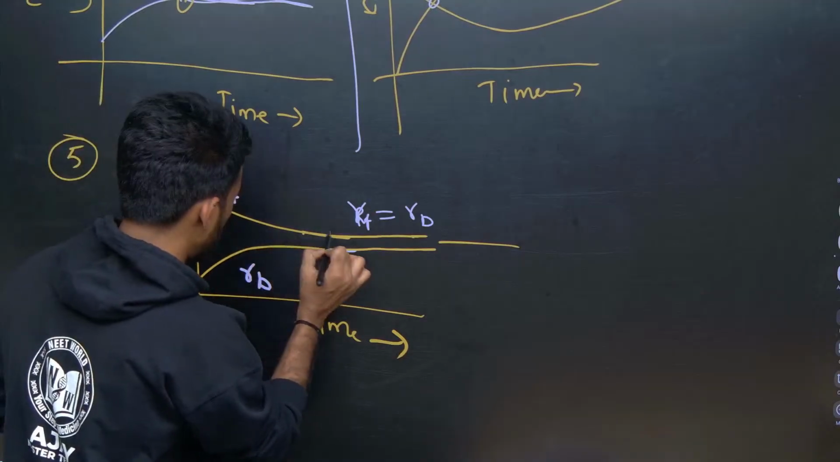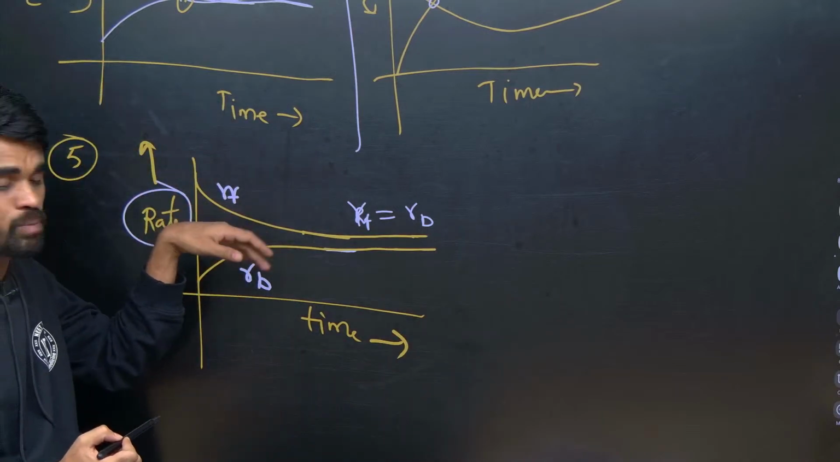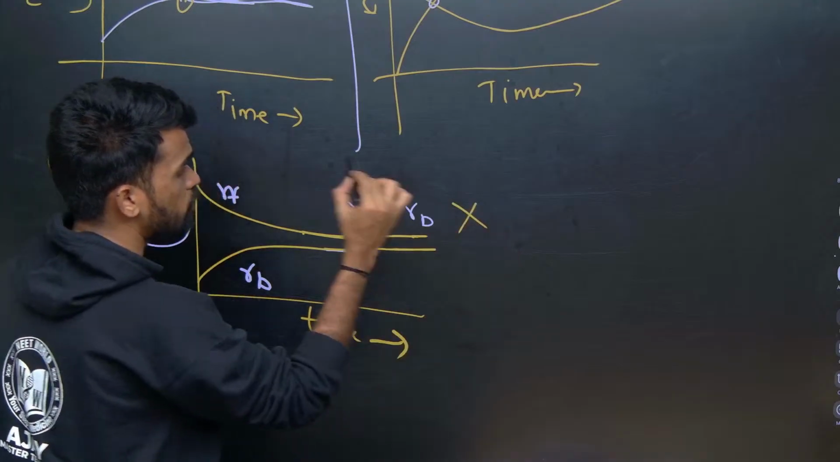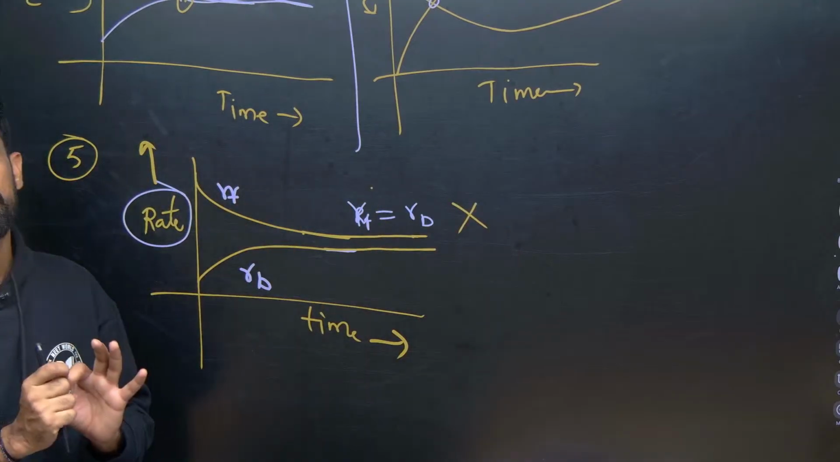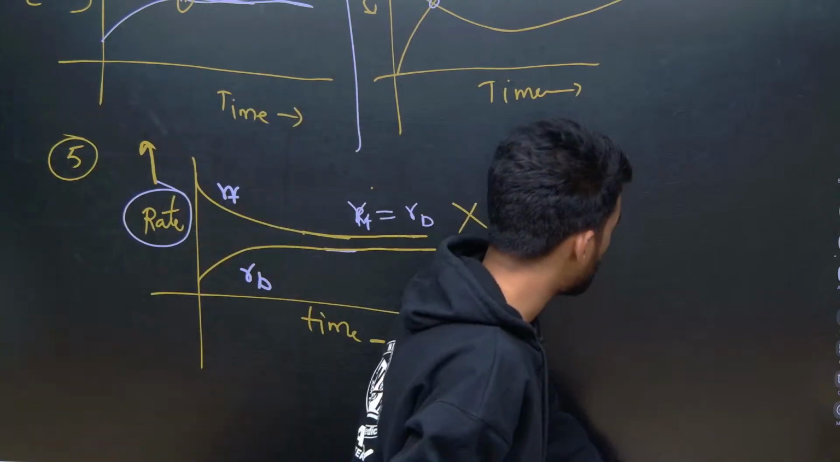But here the lines were nowhere merged. It means they are having different rates of forward and backward reactions. So I can say this is not the suitable graph for representation of equilibrium. I hope it is clear, drawing the graphs for different equilibrium conditions.